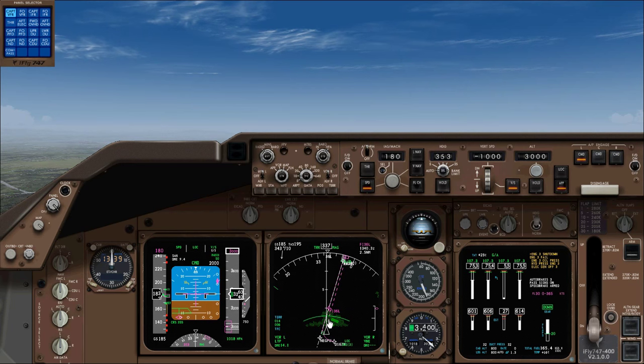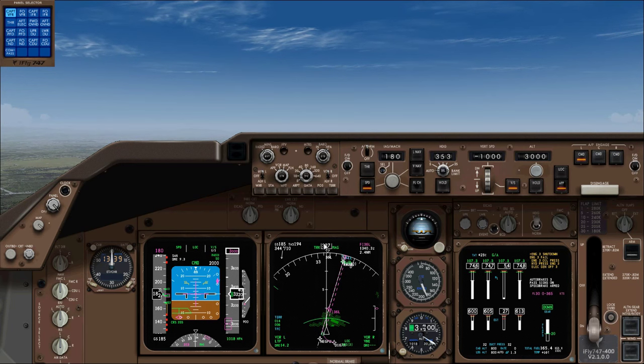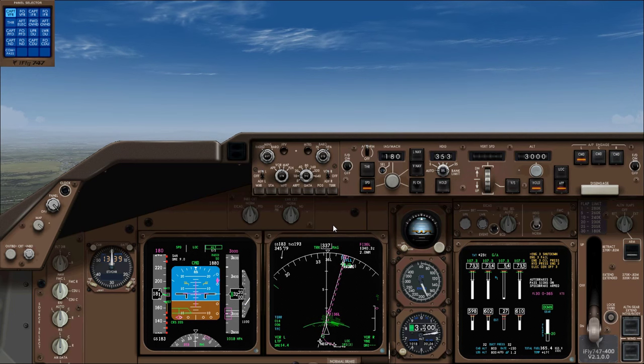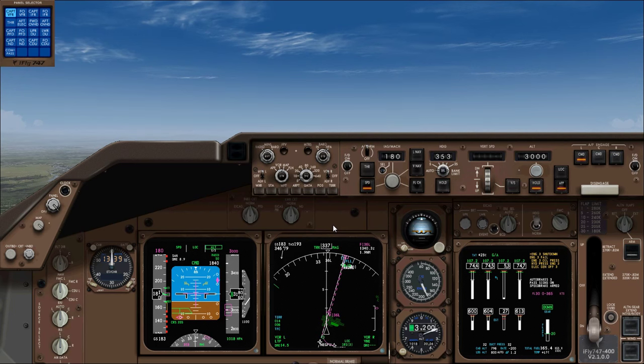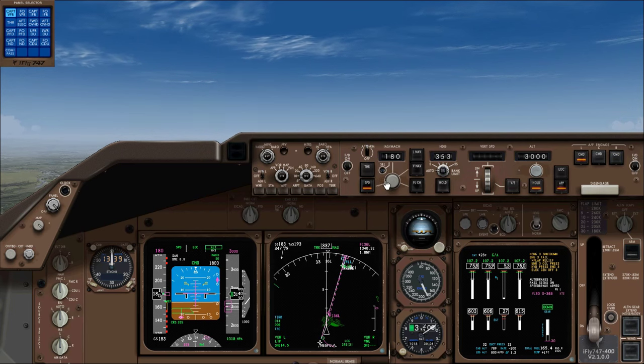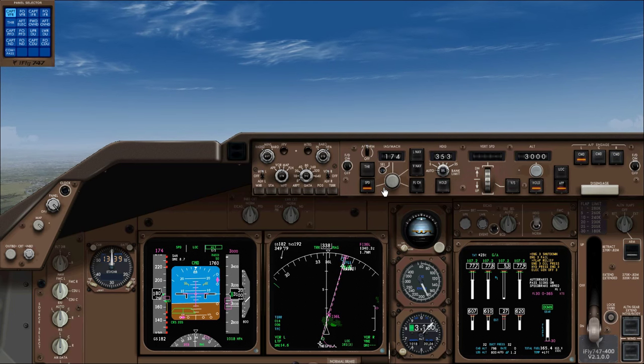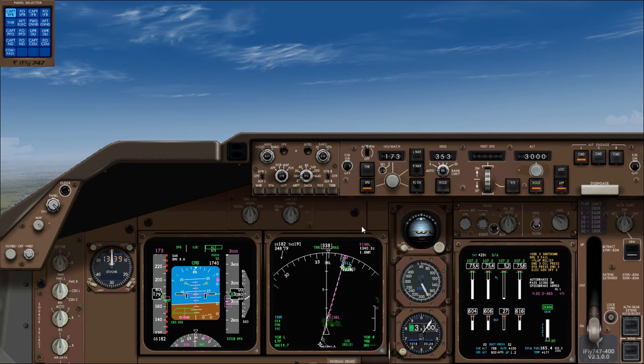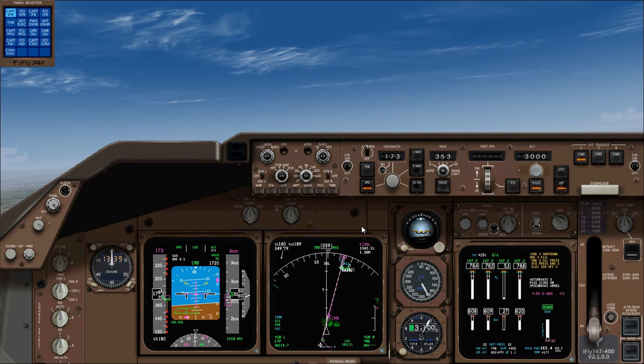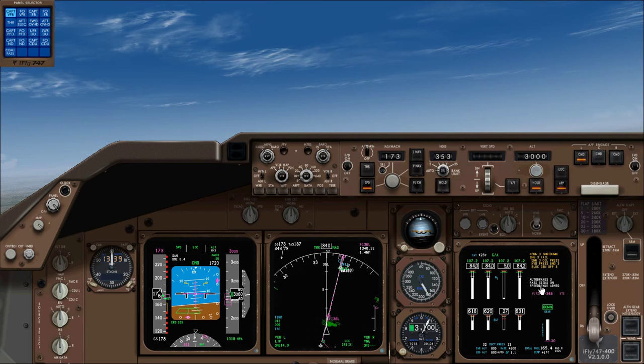As you can see, we have an intercept heading to the localizer because, of course, we slowed down. You guys started rolling when we were at 210 knots, now we are at 180, so it wasn't expecting to be. Altitude is not captured, 3000 feet. And we are close to 173, set flaps to 30, and now we are fully configured for the approach.